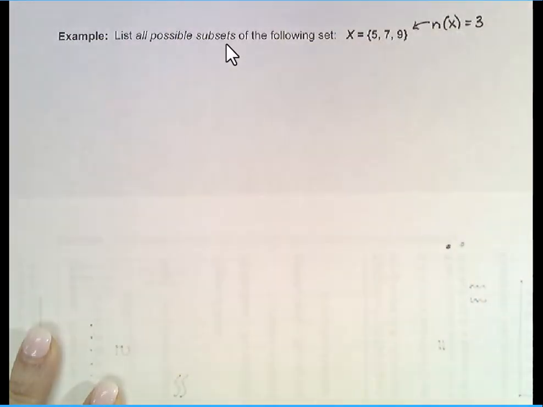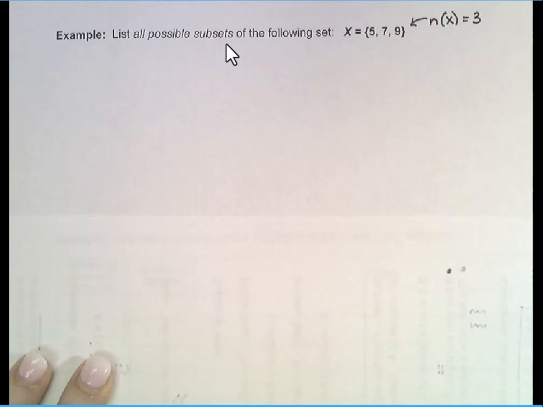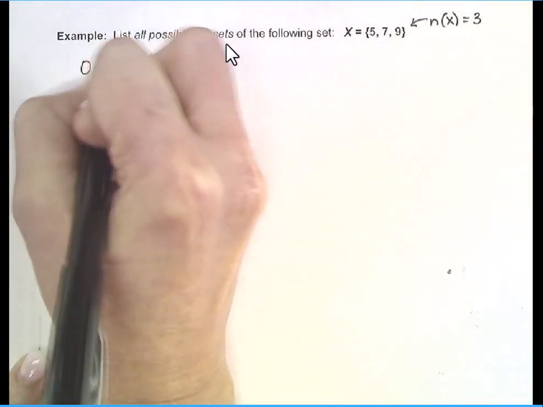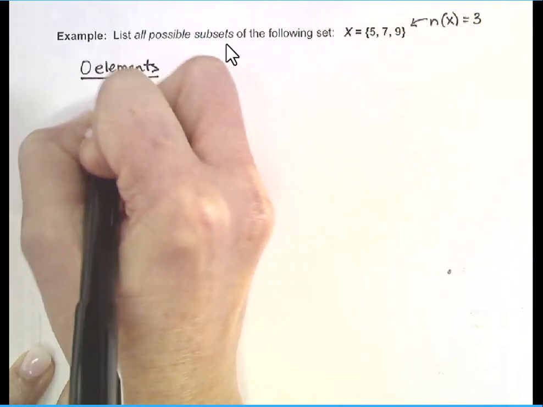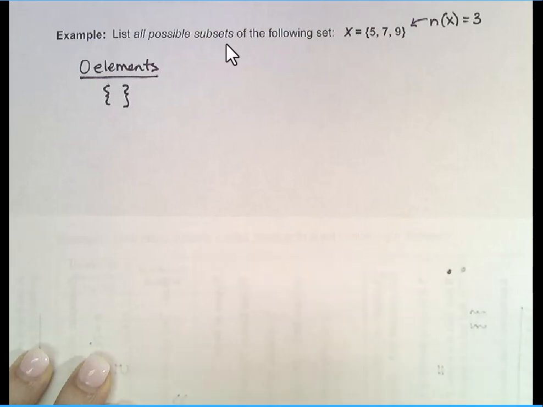So when we create all possible subsets, if we could be really systematic about this, that would be the best. So I'm going to do all of the subsets that have no elements, and then all the subsets that have 1 element, and 2 elements, and 3 elements. So I'm going to kind of go in order. So for 0 elements, the only subset that has 0 elements is your null set. So there's my null set. Or you can write it with the 0 with the slash through it.